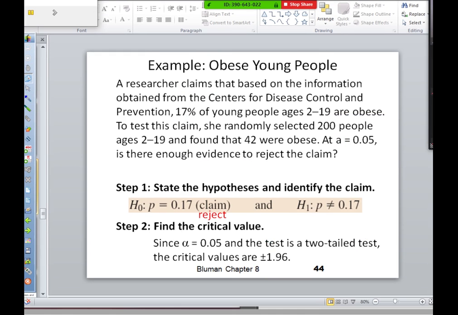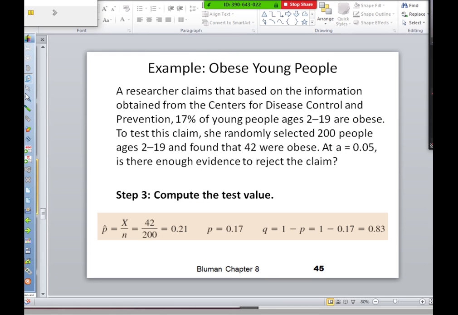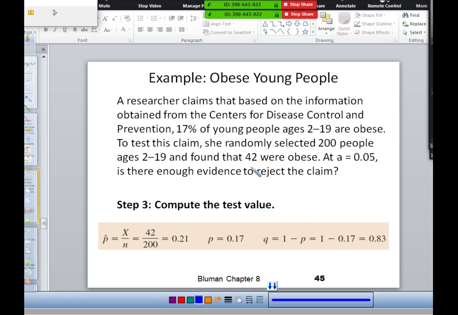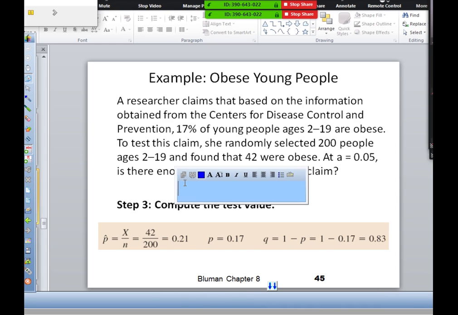All right, and then we're going to go to step 3, computing the test stat. Test value and test stat are the same thing. Some people call them test stat, some people call them test value. So remember, my claim again was that P is equal to 0.17.